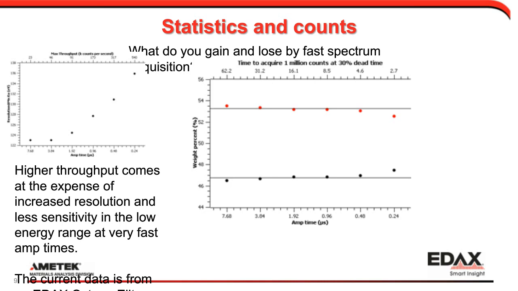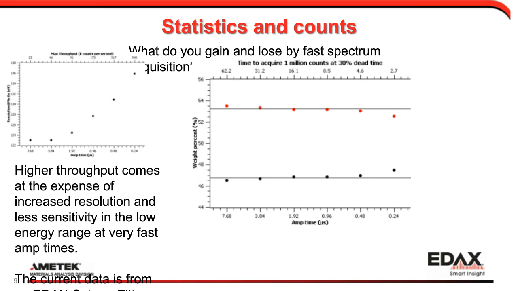This is most likely because we also have a trade-off in the low sensitivity or low energy range for the fast amp times. This is a carbon-coated sample. So if our carbon coating correction is not as good as it could be because of a bad carbon peak, then that would change the results. A steel sample or something like that, where we're not interested in carbon, would probably not show this reduction.